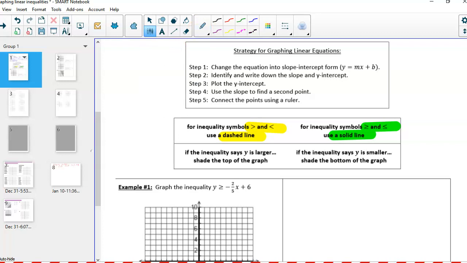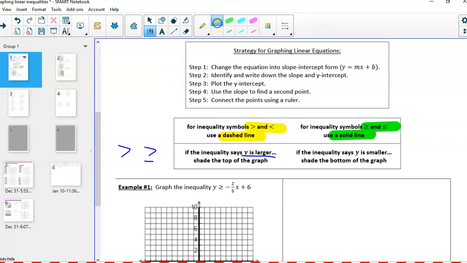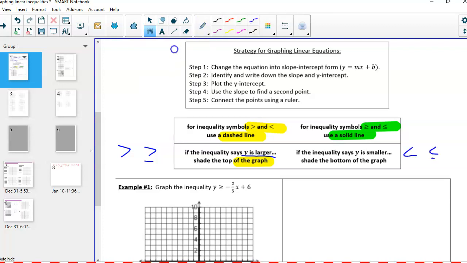If we have something that is greater than or equal to, we're going to shade above the line. You'll see what that looks like here in a second. And if we have less than or equal to, then we're going to shade lower than the line, or below the line. Okay, so let's see what that looks like.